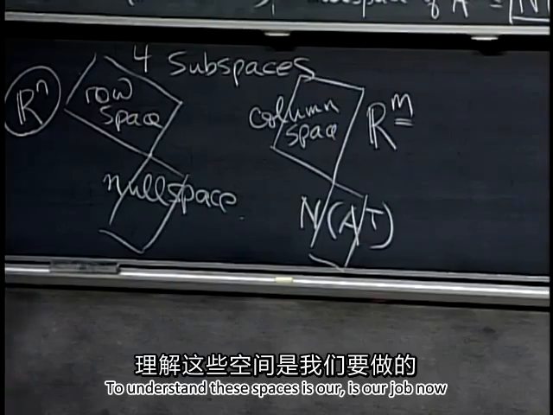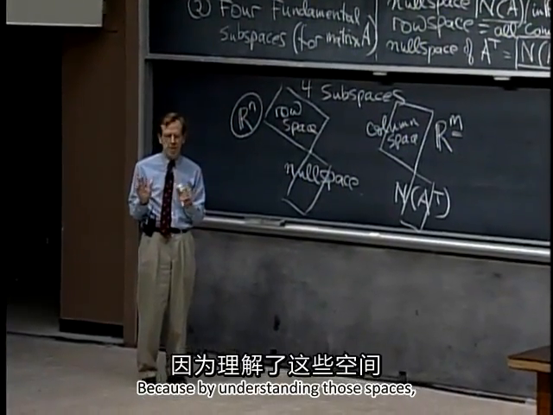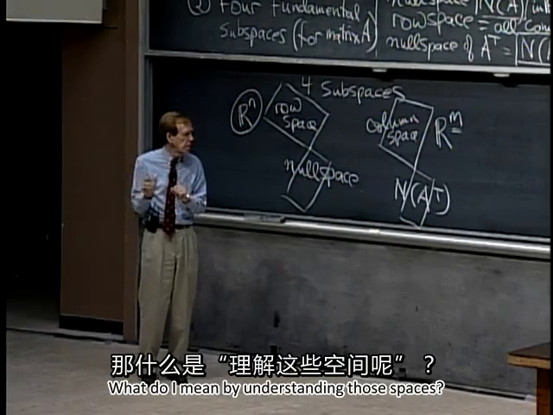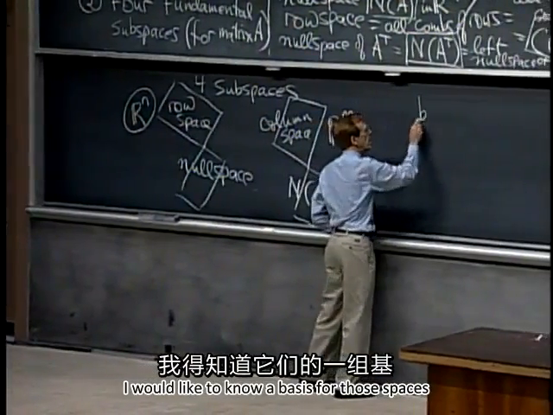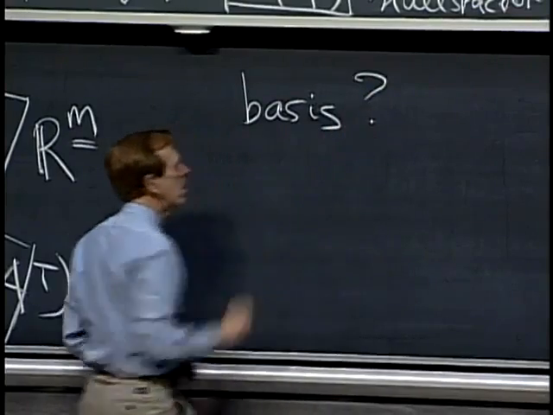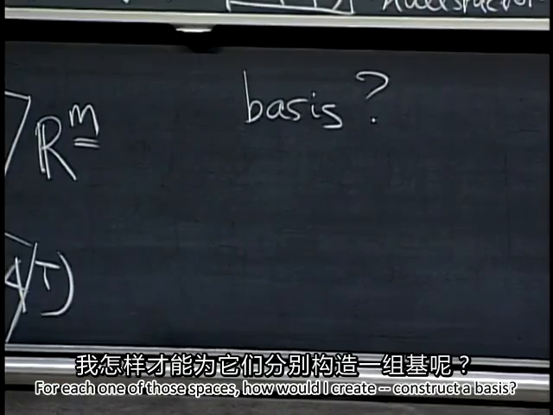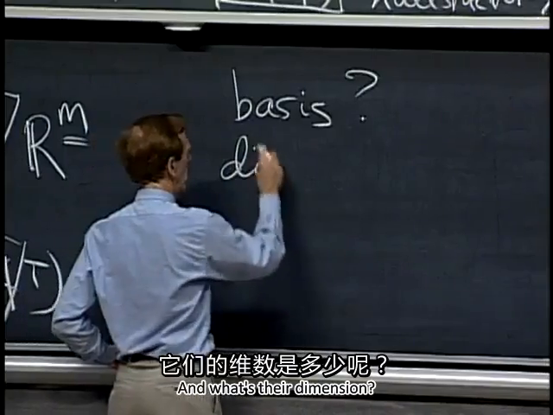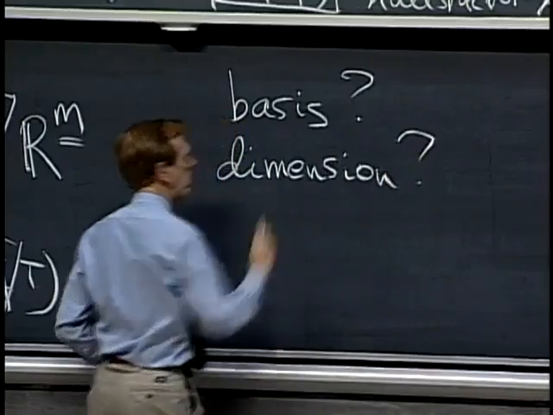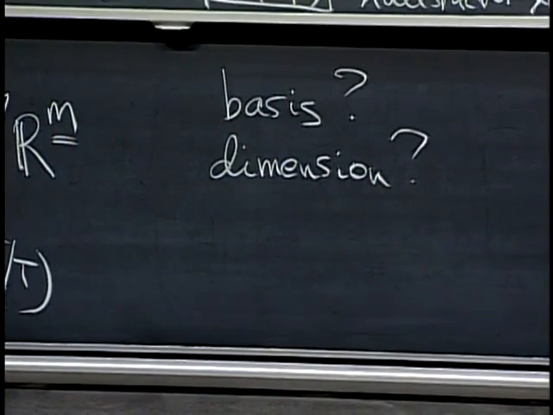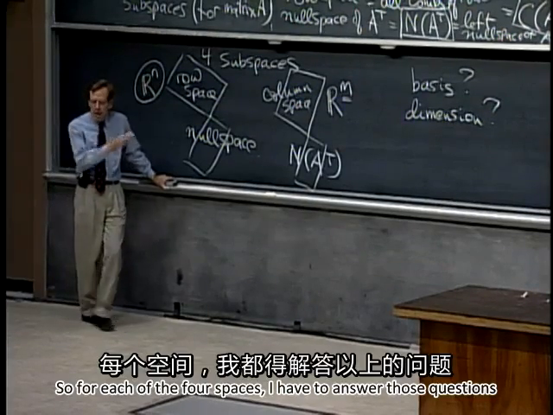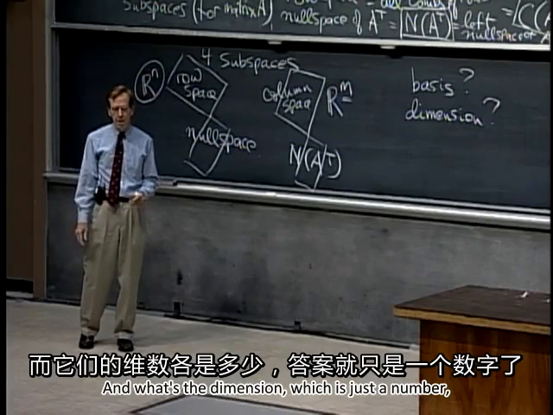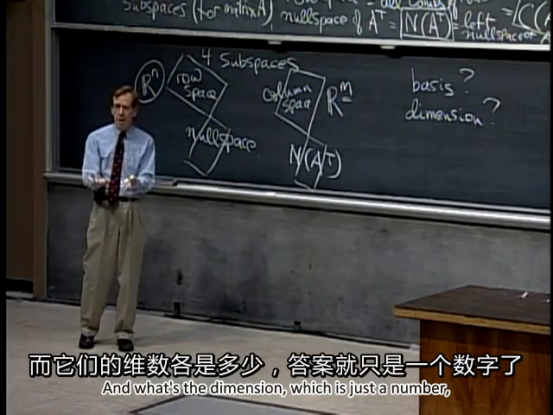To understand these spaces is our job now. Because by understanding those spaces, we know everything about this half of linear algebra. What do I mean by understanding those spaces? I would like to know a basis for those spaces. For each one of those spaces, how would I construct a basis? What systematic way would produce a basis? And what's their dimension? So for each of the four spaces, I have to answer those questions. How do I produce a basis? And then, which has a somewhat long answer. And what's the dimension? Which is just a number, so it has a real short answer.